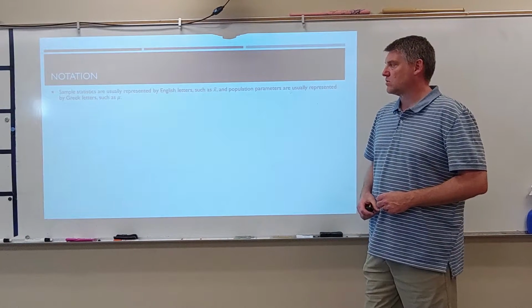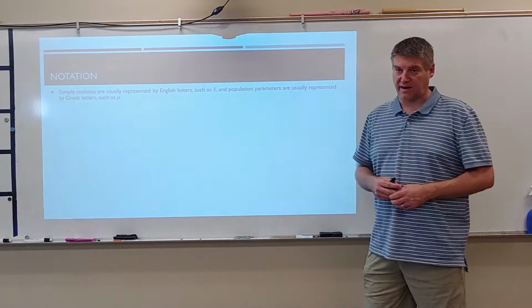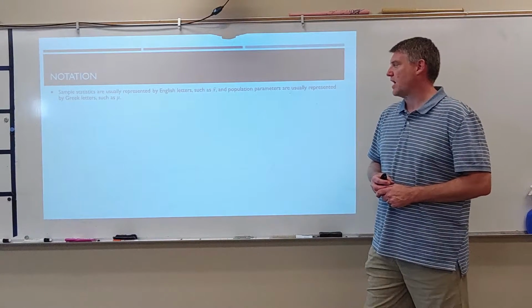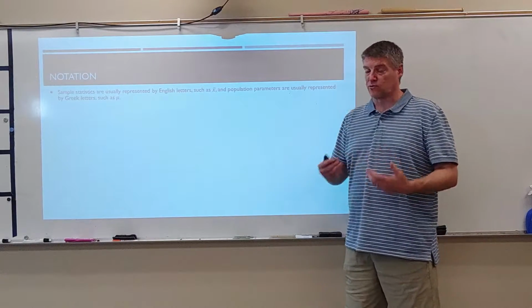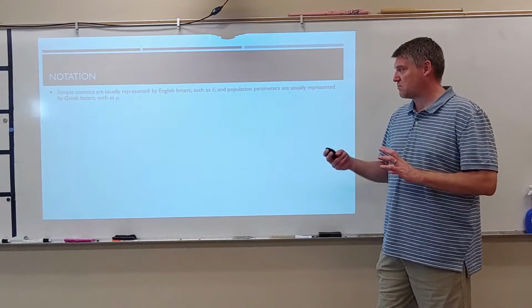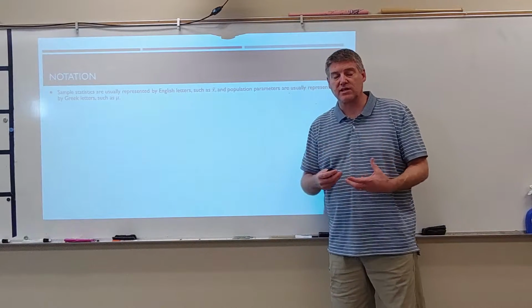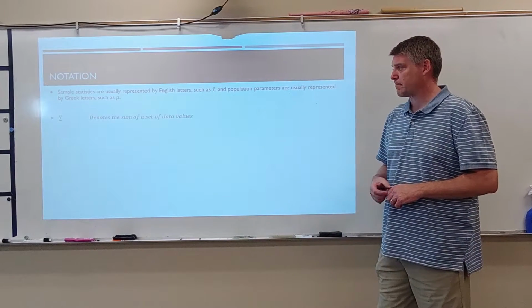Sample statistics are usually represented by English letters, such as x bar, and population parameters are usually represented by Greek letters, such as mu. So when we're talking about samples, we use English letters. When we're talking about entire populations, we use Greek letters.